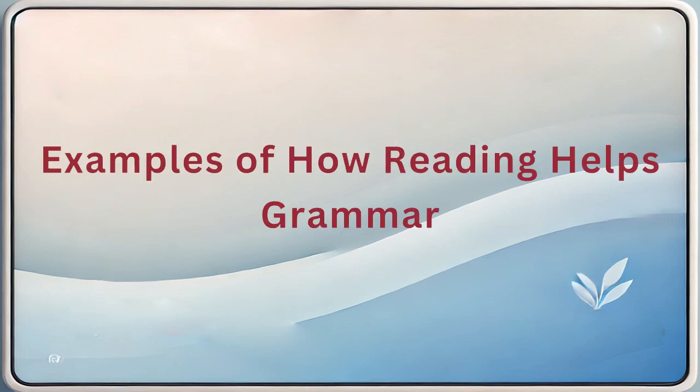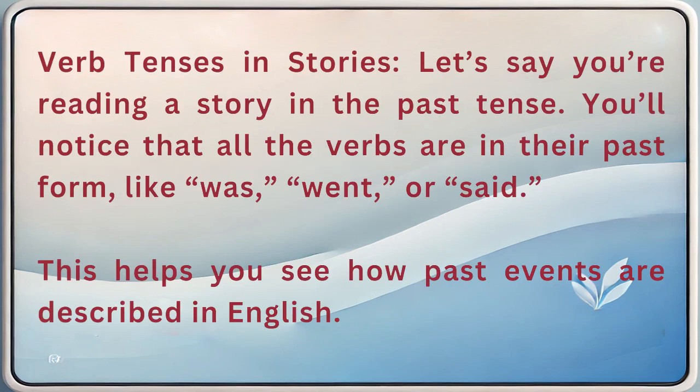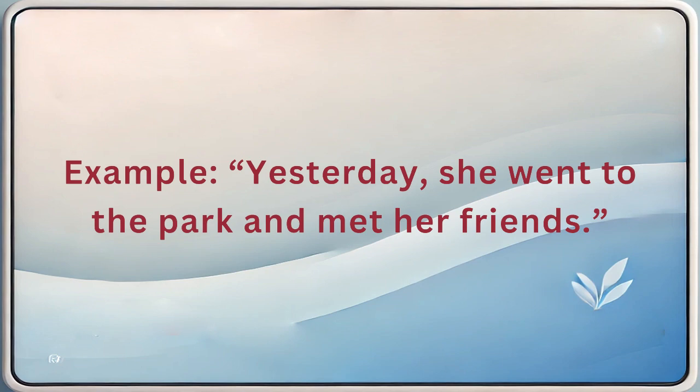Examples of how reading helps grammar. Verb tenses in stories. Let's say you're reading a story in the past tense. You'll notice that all the verbs are in their past form, like "was," "went," or "said." This helps you see how past events are described in English. Example: Yesterday she went to the park and met her friends.